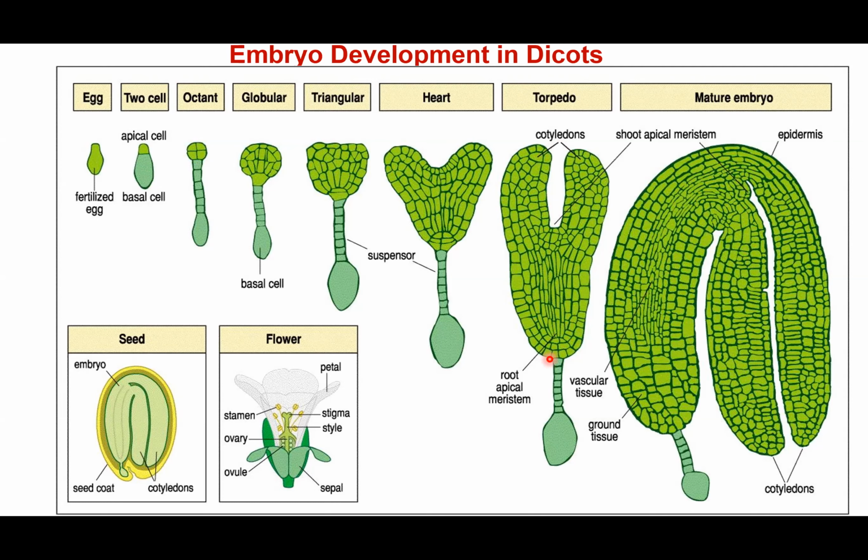Okay, so you can see only the apical cell is dividing to form all these structures, whereas the basal cell is your haustorium, and the cell which is close to the developing embryo is the hypophysis. So from the hypophysis, you have root tissue coming from these. From the apical cell, you have your cotyledons and the shoot apical meristem coming. Okay, so you can see how from a zygote you're getting your shoot apical meristem, root apical meristem, and you're getting your first leaves, that is your cotyledons. Okay, so these are the different stages present in the embryo development of dicots.